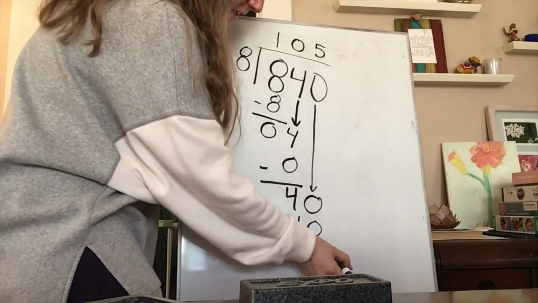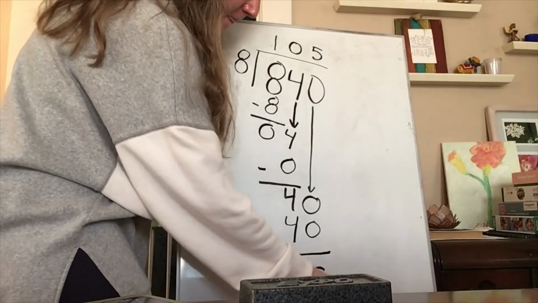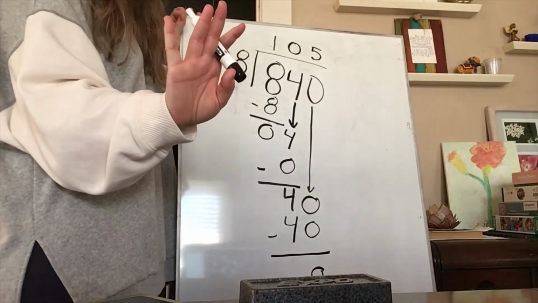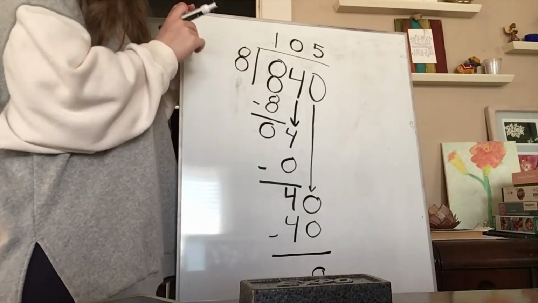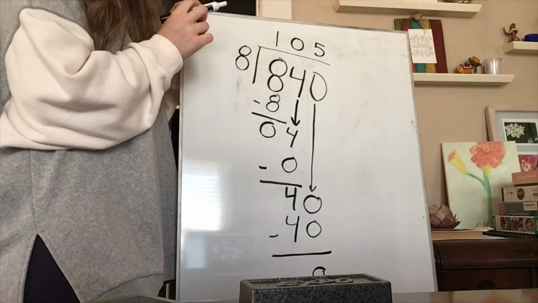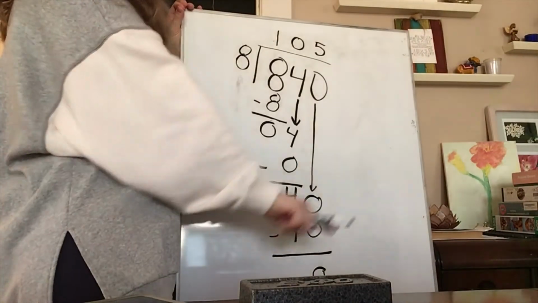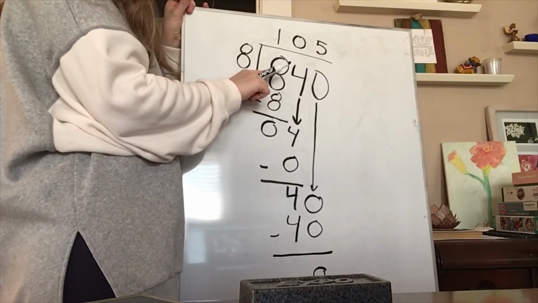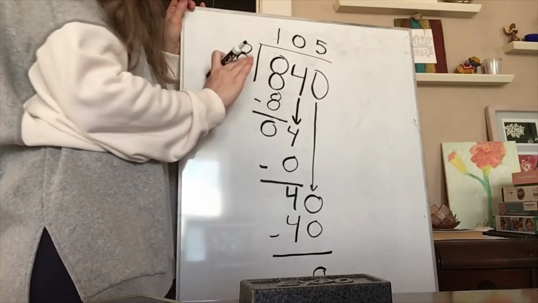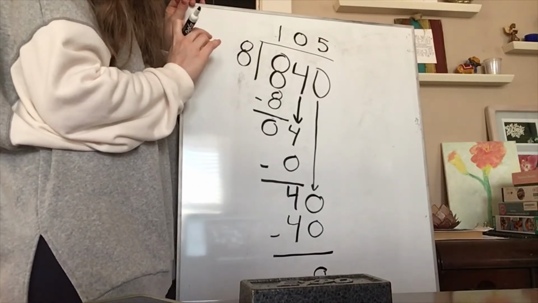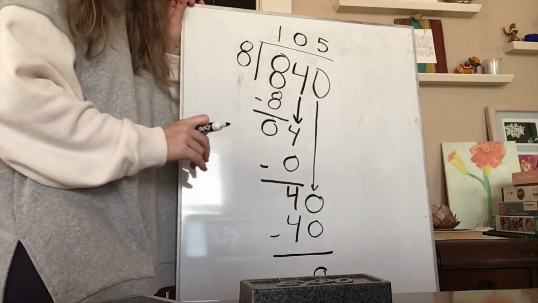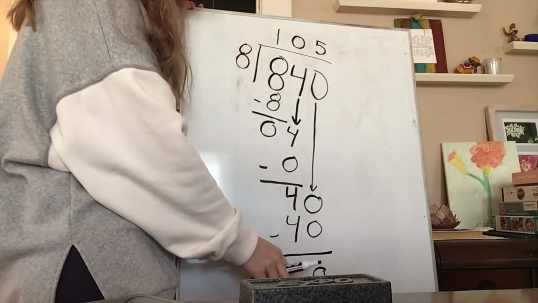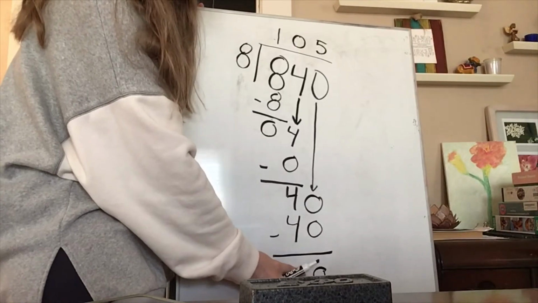40 minus 40 is 0. Okay, what do we do next? Michaela? We compare. Well, before we compare, though, we need to go back here and check to see if there's anything to bring down. Is there anything to bring down, Michaela? No. So now we can go ahead and compare.